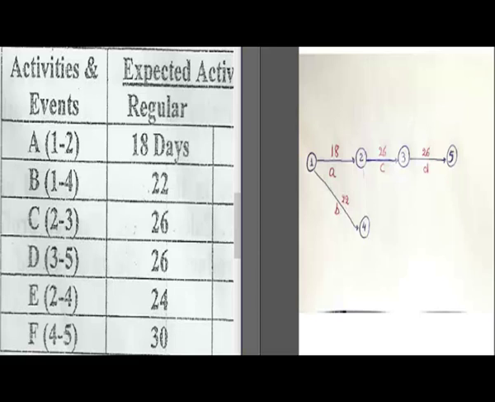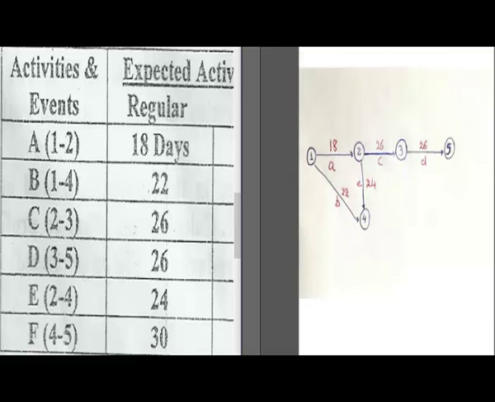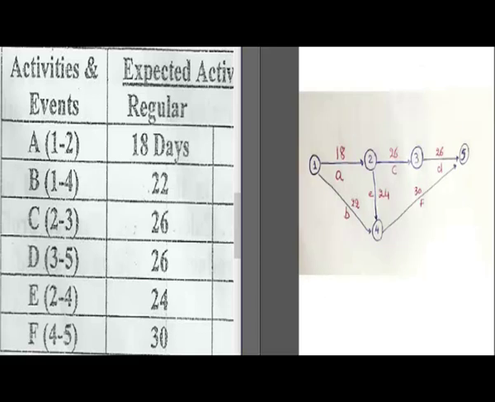And then it takes 26 days. Then activity E starts from point 2 and connects between point 2 and 4. So we write that activity E, which takes 24 days, starts from point 2 and ends at point 4. And then activity F starts from point 4 and connects between 4 and 5, and F takes 30 days.